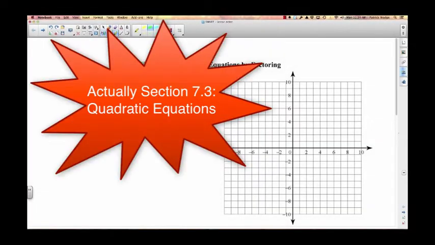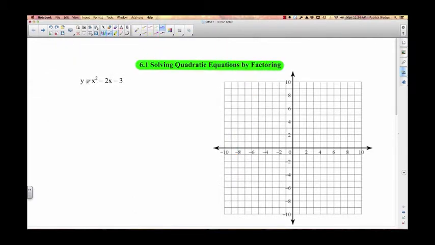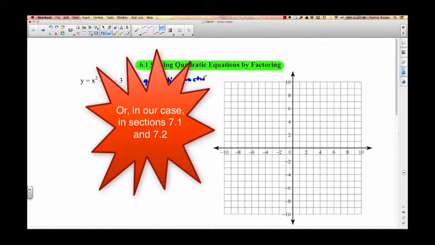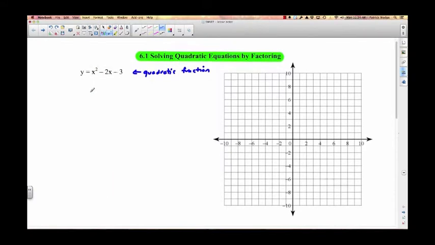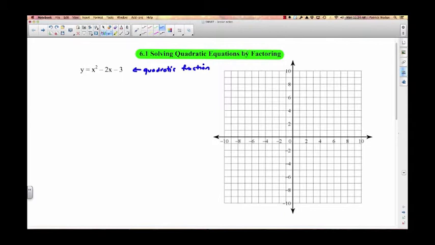We're starting chapter 6, and the first section, 6.1, is on solving quadratic equations by factoring. Alright, so what we have here, y equals x squared minus 2x minus 3, this is a quadratic function. And we've been dealing with that in the last chapter, chapter 5. You remember we graphed these, for instance. And in fact, let's do that right now. I want to graph this because it's going to help us make a connection with quadratic equations and quadratic functions.